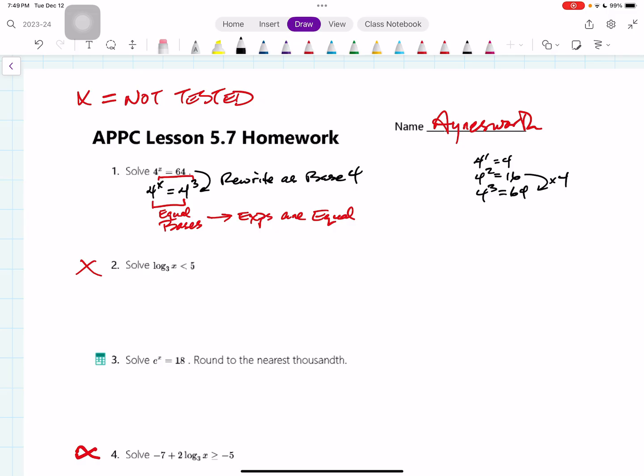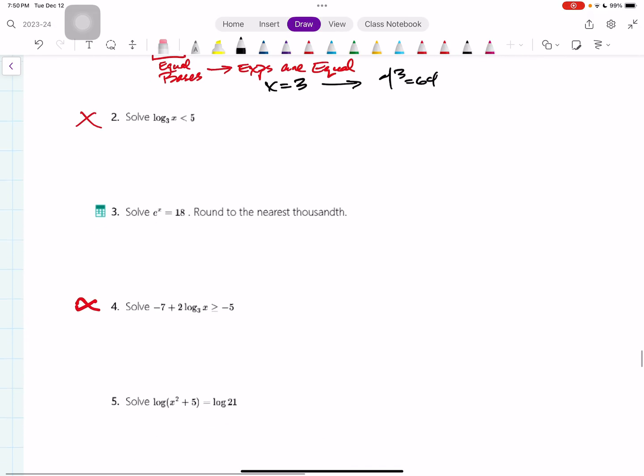So what does that mean? It means that x is equal to 3. And why is that true? Well, it's true because 4 cubed is 64. So you can intuit it intuitively, or you can use the one-to-one property. Either way, you get x equals 3. Like I said, I'm not going to do all of them, so here we go.